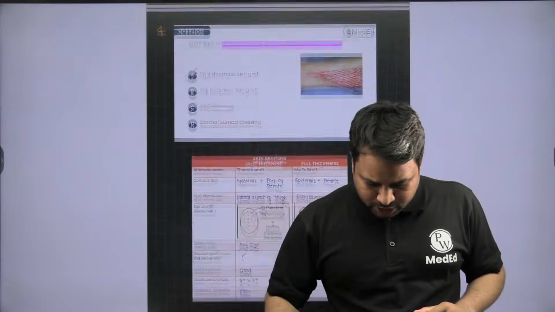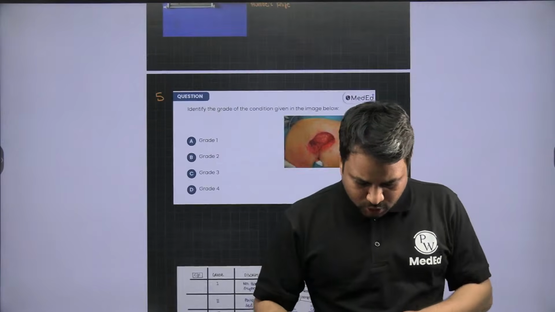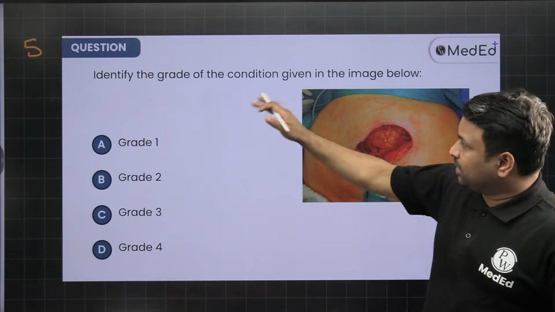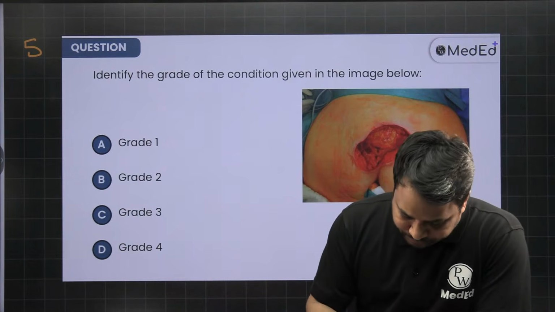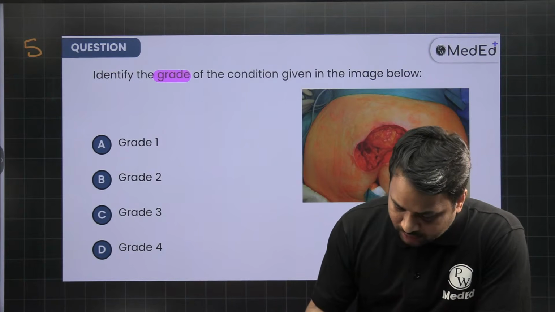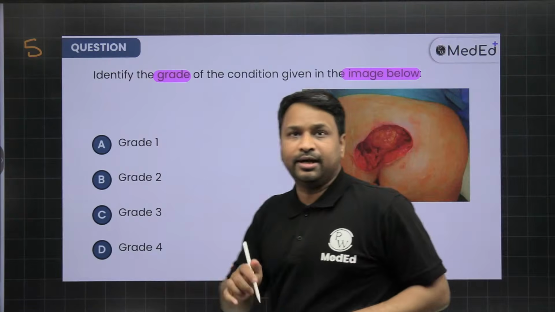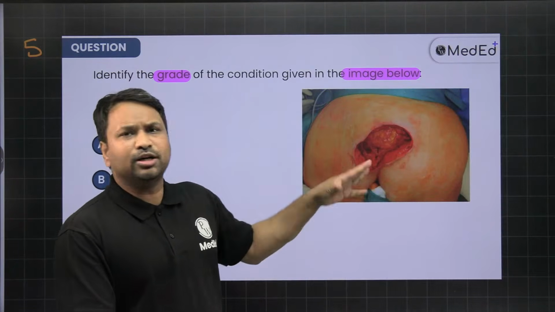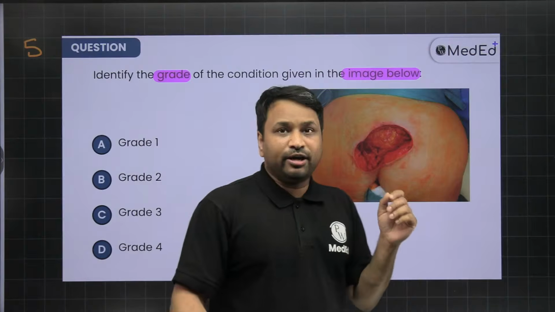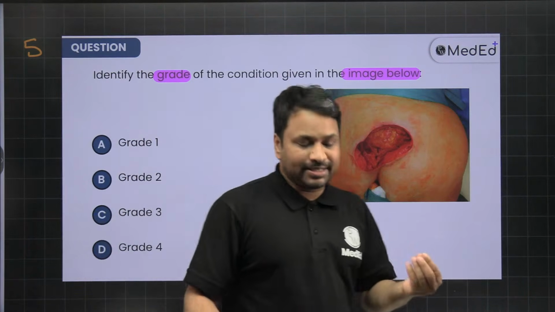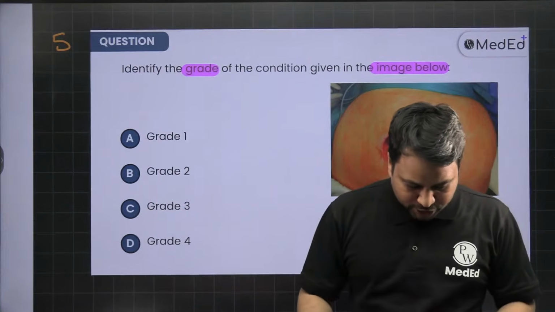So that's question number 4. Let's go to question number 5. Identify the condition given or the grade that they're asking. They're asking to grade the image given below. So this is at the sacral site, right? And there's a wound present here. So it is going to be a pressure wound. Now, if the underlying muscle is exposed, what is the grade of this condition?